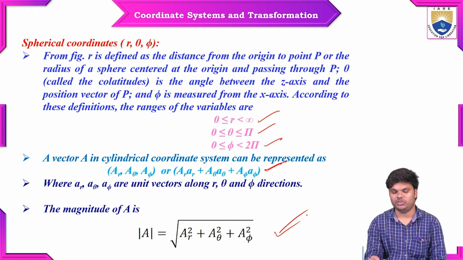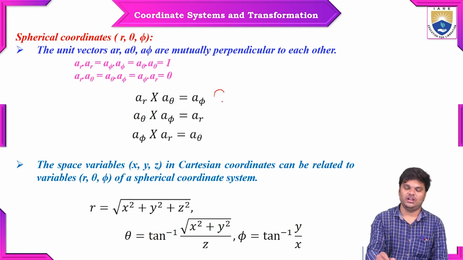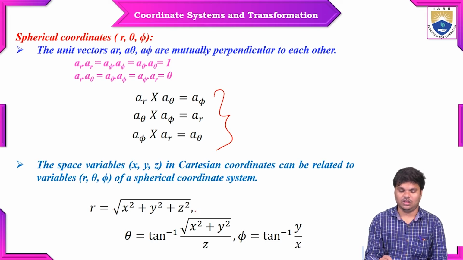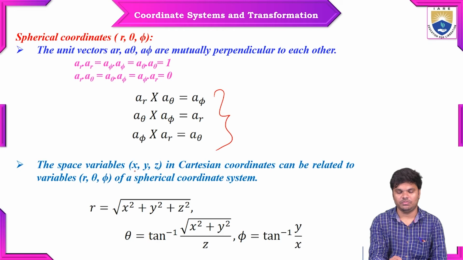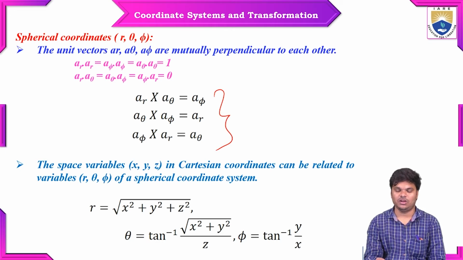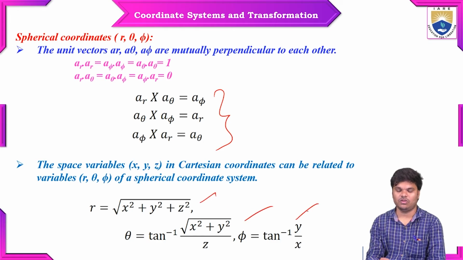This is how we should find out the magnitude of A. Here also, again, cyclic permutation. And if Cartesian coordinates are known, how do we find out spherical coordinates? From these relations, we can find out spherical coordinates.